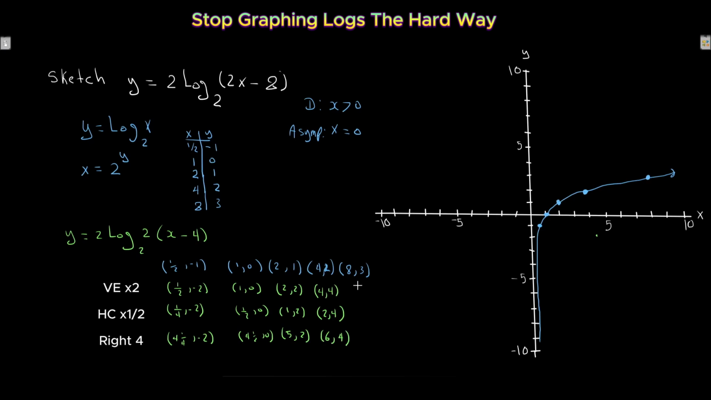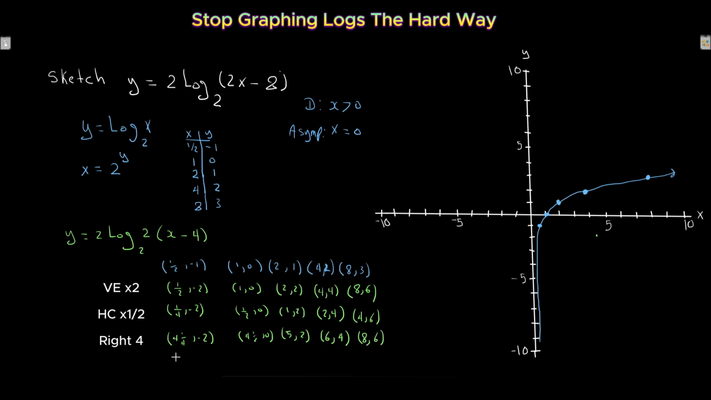The last point here, vertical expansion by 2, multiply the y value by 2, that's 8 and 6. Multiply the x value by a half, that makes it 4 and 6. Move 4 to the right, add 4 to there, and you get 8 and 6.